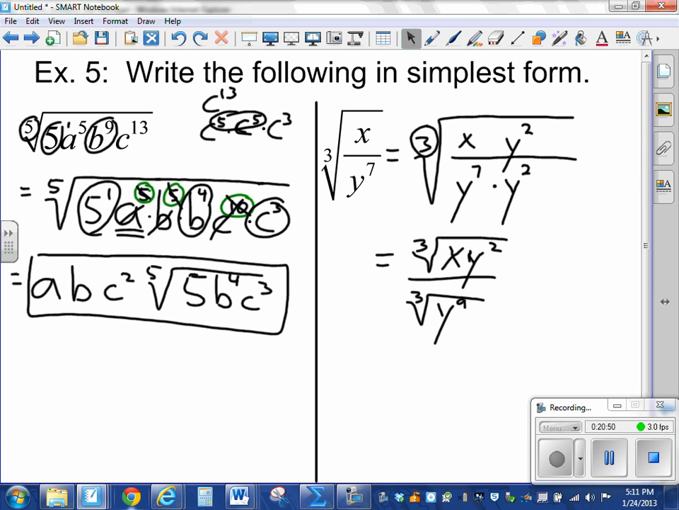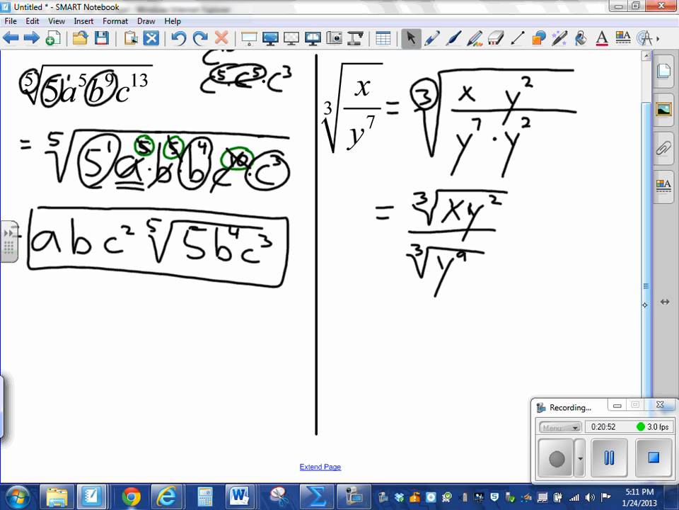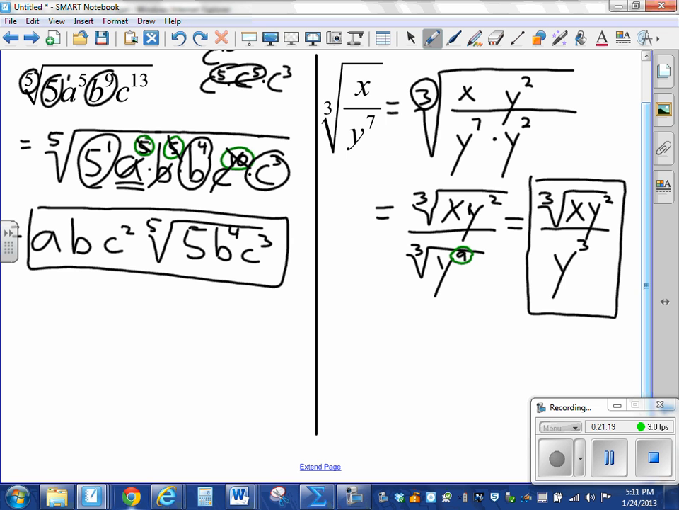Now, looking at this, we can see that we have a 9. How many triples do we have inside of a 9? We got 3 triples. So the top, we don't have any triples, so it stays the same. Xy squared. The bottom, the denominator, the cube root of y to the 9th power is y to the 3rd power, because you can get 3 triples out of that. That is it.